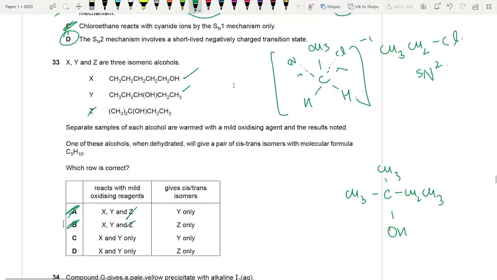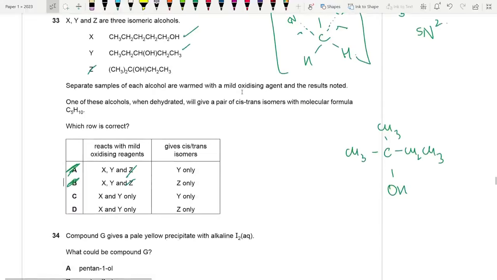But when dehydrated, only one of these will give a pair of cis-trans isomers. So it can't be Z, all right? Because look, if you bring it over here, it's not cis-trans because you have the two same elements attached to this carbon. Same goes for here. It will still be CH2. So that's gone. So then what do we have? What if we bring it over here? It's not possible since these two are the same group. So Z is a no-go. You're out, Z, as an answer because it can't give cis-trans.